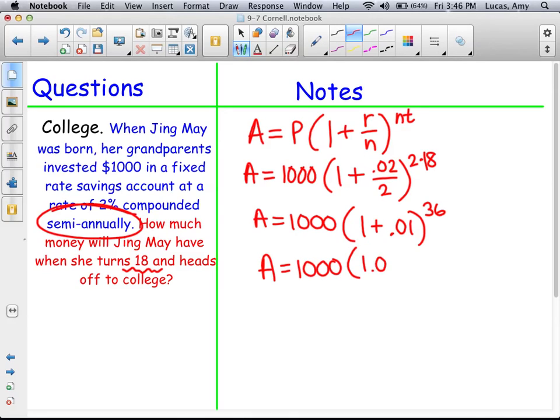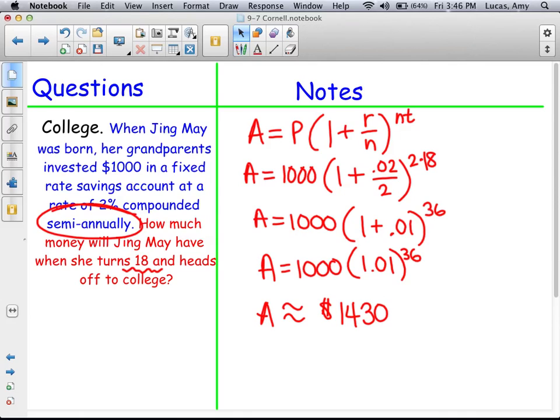So in my calculator, I'm going to enter this and approximate it. So 1,000 times 1.01 to the power of 36, $1,430 is our estimate. Please remember that if you do not have a calculator at home, you could certainly find one online. Calculators.com or another website would have a calculator that you could use.